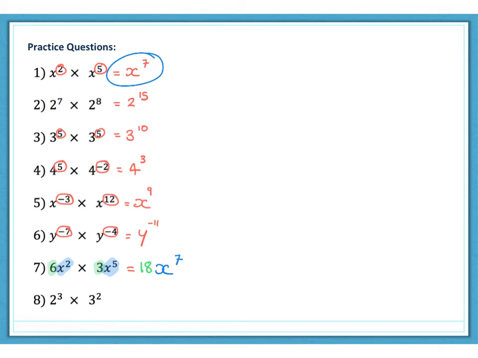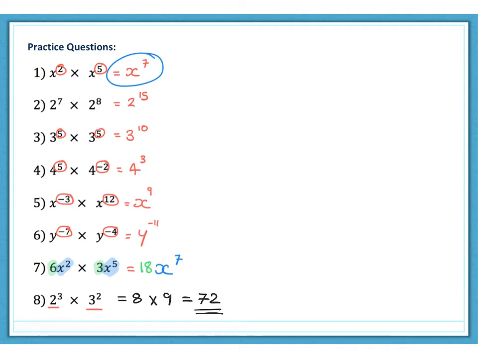Now, were you caught out by the last question? Notice the bases are different. We have 2 to the power of 3 multiplied by 3 to the power of 2, which is very different to all of the previous questions in which the base was always the same. So this time, to work this out, we have to actually evaluate each part separately. 2 cubed gives us an answer of 8. 3 squared gives us an answer of 9. 8 multiplied by 9 is 72, and that's how we evaluate this particular example.